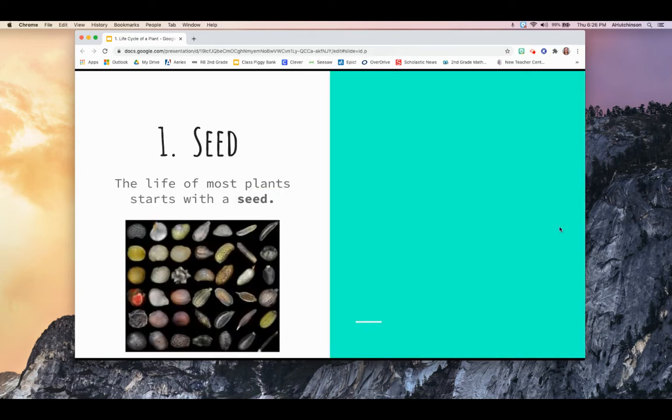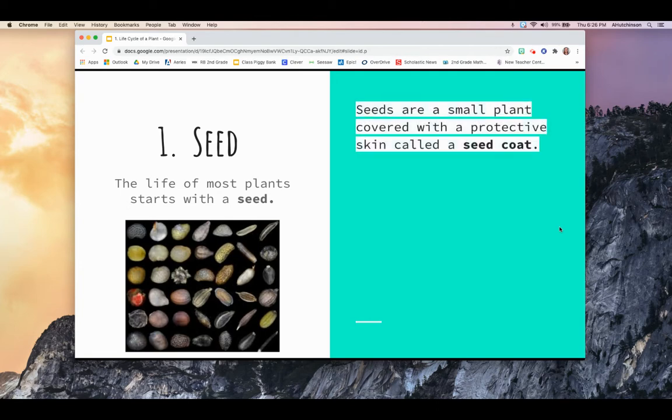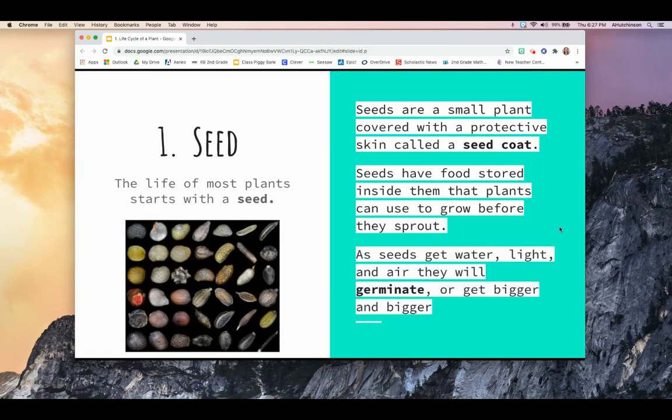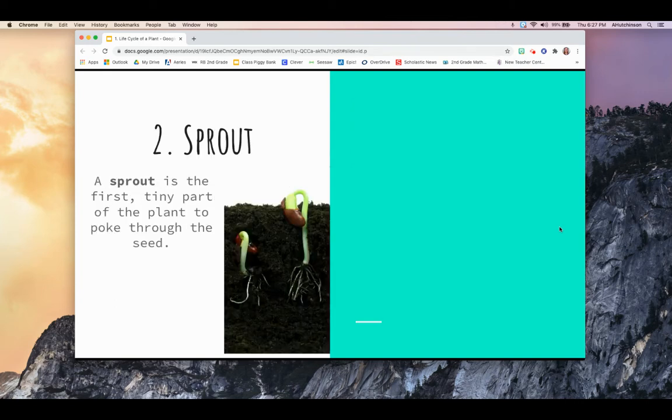Here we go. The first phase is a seed. The life of most plants starts with a seed. Seeds are a small plant covered with a protective skin called a seed coat. Seeds have food stored inside them that plants can use to grow before they sprout. As seeds get water, light, and air, they will germinate, or get bigger and bigger, until they sprout.